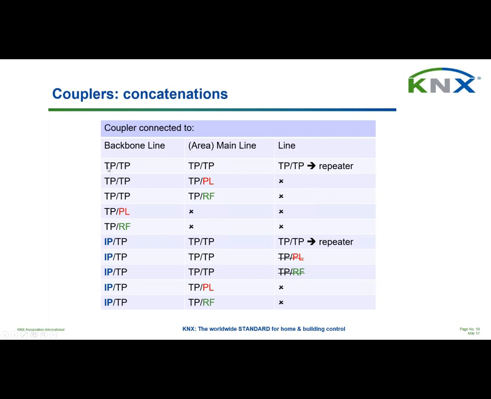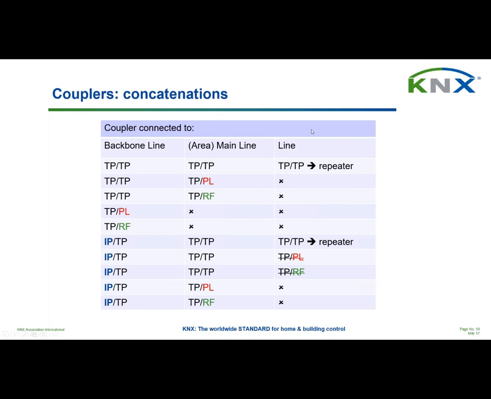following devices. We could put a twisted pair to twisted pair coupler, which is then obviously a backbone coupler. We could also put there twisted pair power line, twisted pair radio frequency, but we can also put IP twisted pair, as you can see here. In the case of twisted pair, we have then furthermore three possible combinations. That is first of all to also put a twisted pair in the main lines, of course.